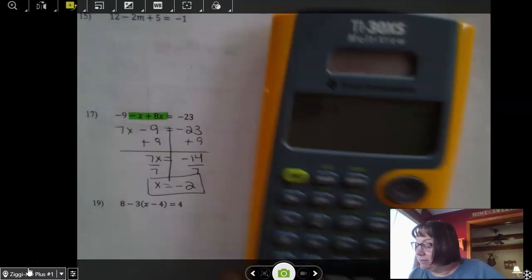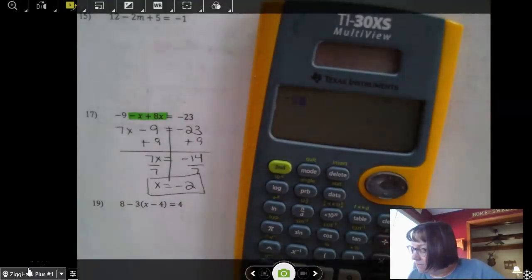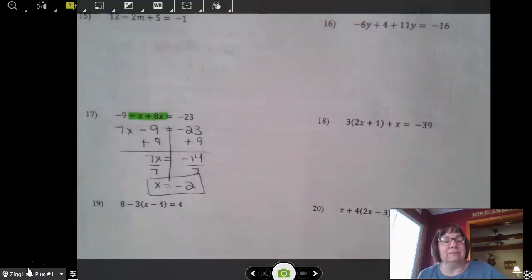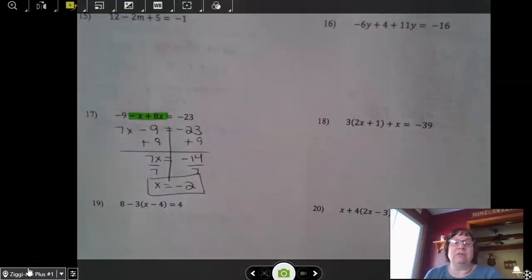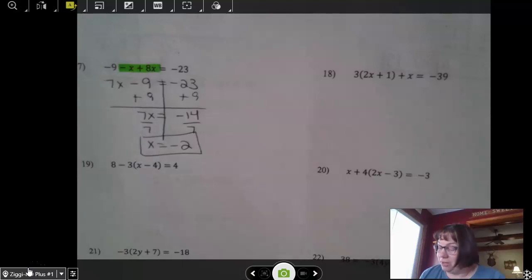Okay, let's check. Negative 9 minus negative 2 plus 8 times negative 2, and we get negative 23. Okay, so the negatives can be a little bit tricky. Make sure you're not guessing at the answer, and you always check with the calculator if you're unsure.